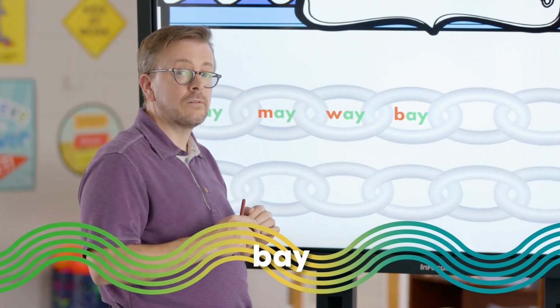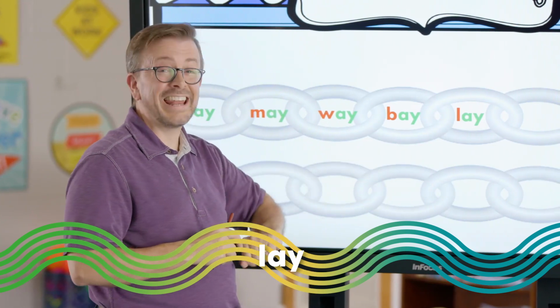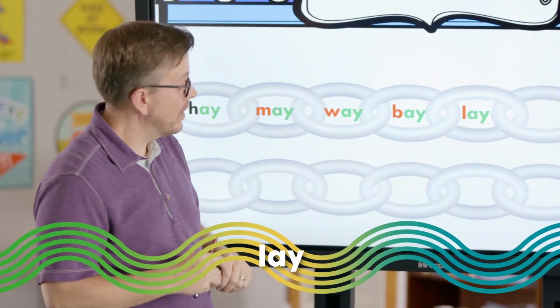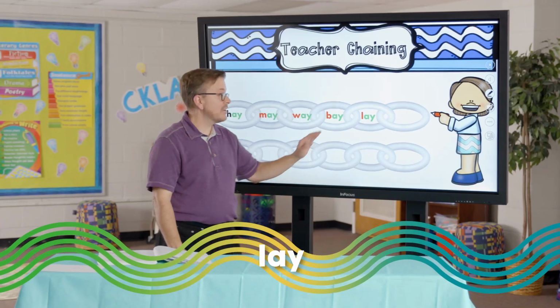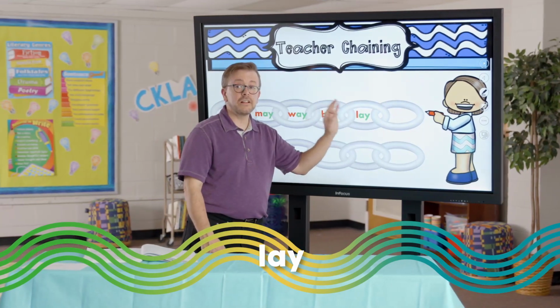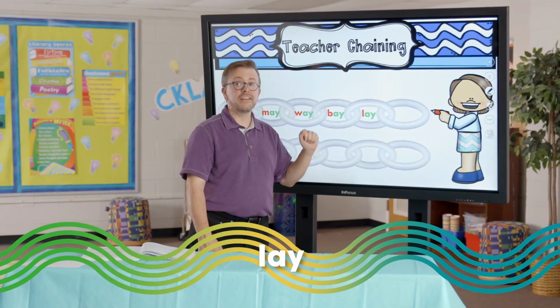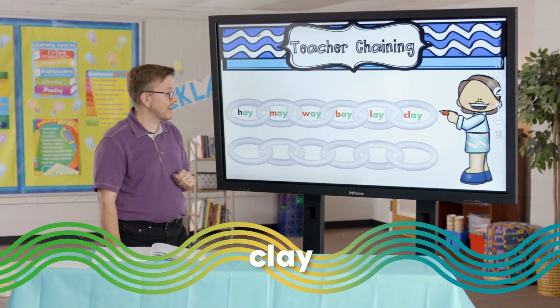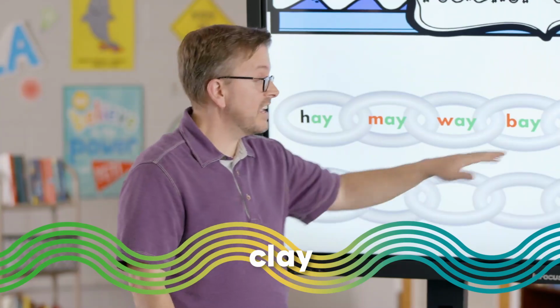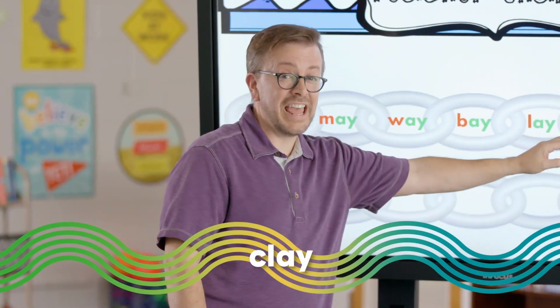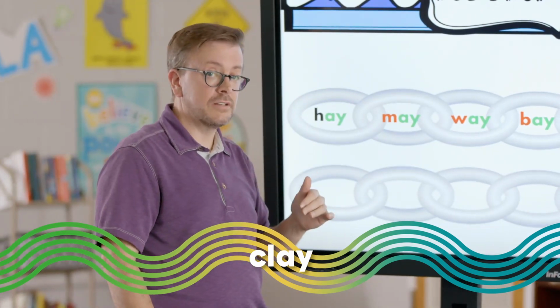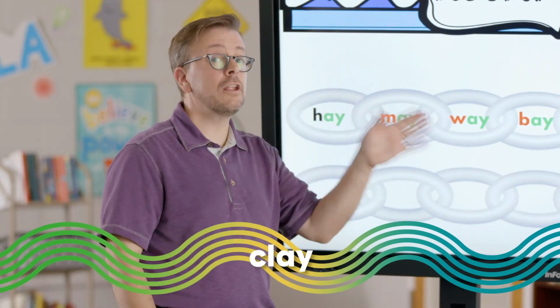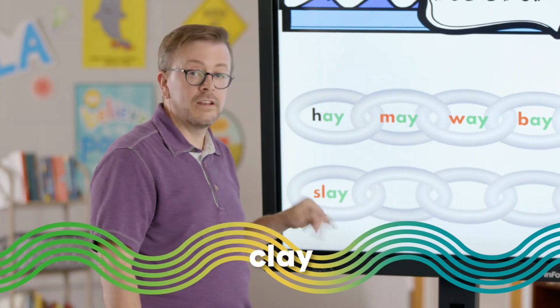What are we going to get now? We're going to get lay, aren't we? Lay. So again, notice we're just changing that beginning sound. So now let's take the L and add the KL sound, and we get clay. All right, good job. So now let's take the C in clay and change that to SL. Okay, so we're going from KL to SL, keeping that long A. What are we gonna get?